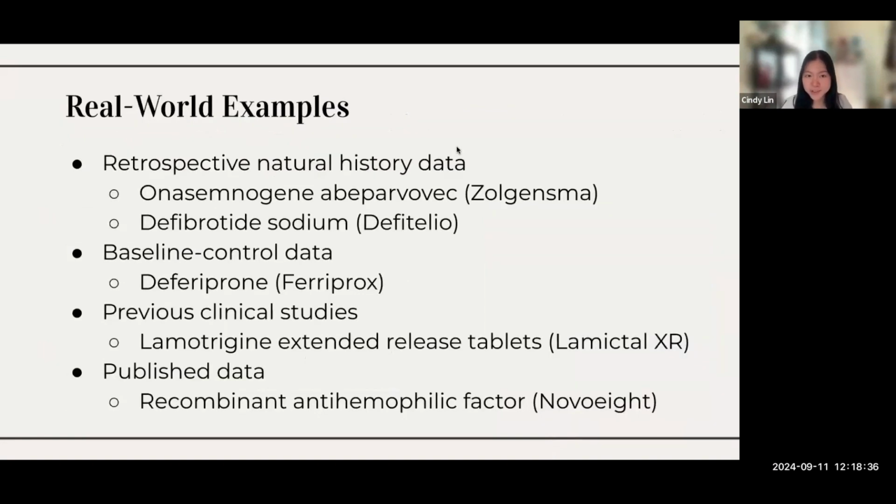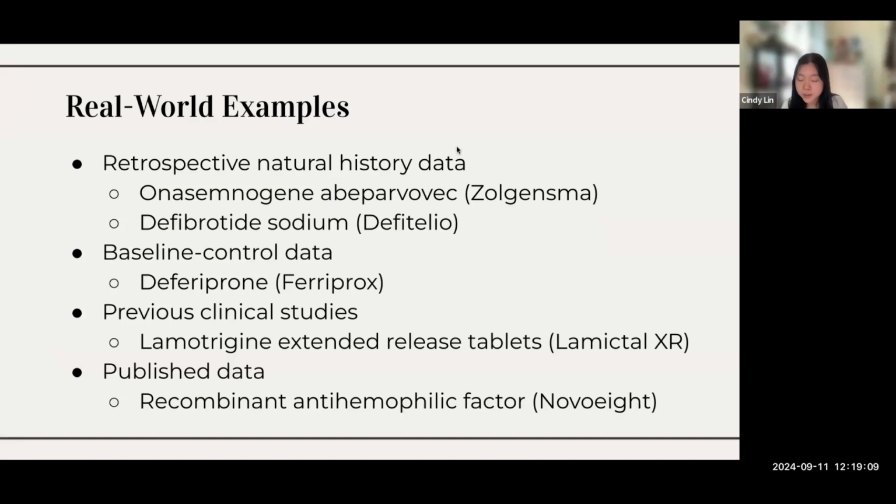Next, I just want to provide some real-world examples of all the different types of external sources that were used in FDA regulatory decision-making. So a recent example of retrospective natural history data as an external control source is the approval of Zolgensma, or onasemnogene abeparvovec. It is a gene replacement therapy for infantile onset spinal muscular atrophy, SMA, due to a biallelic mutation.